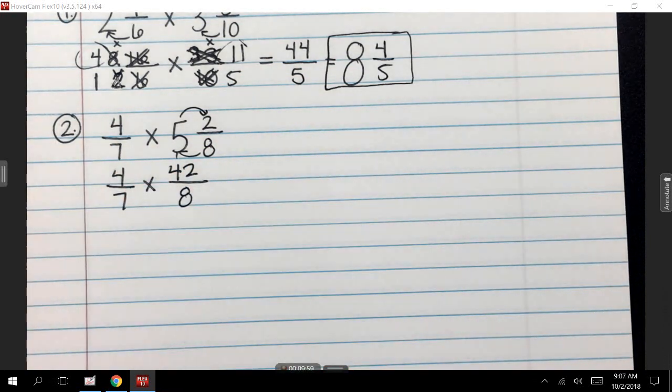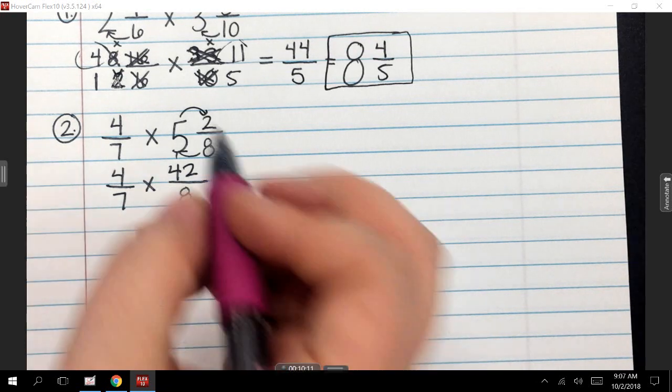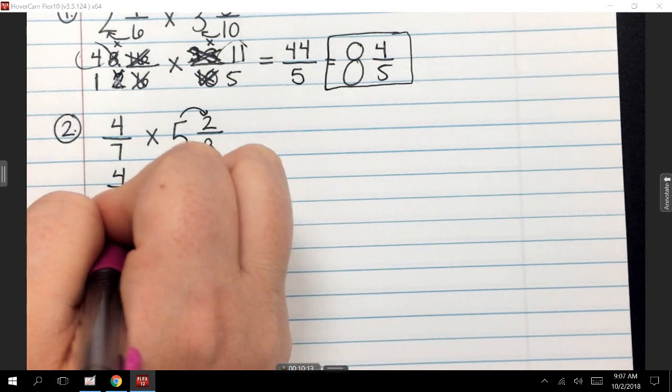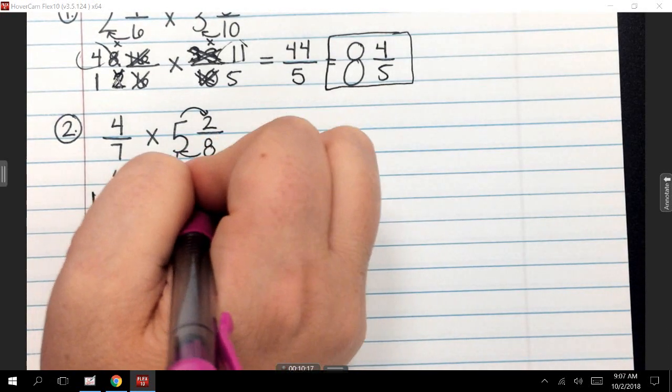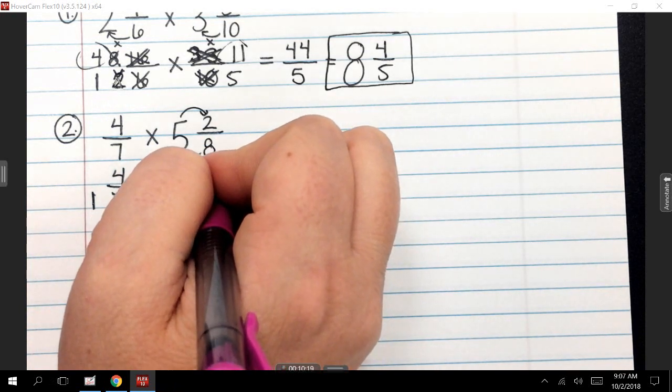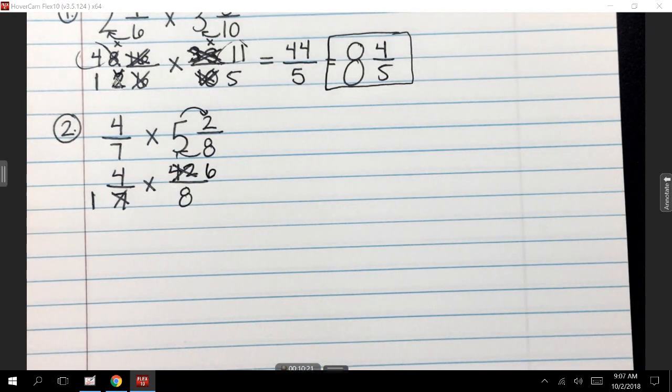I'm going to pause here and make sure, do we have any questions about that problem? No. Okay, what can simplify? Dylan. 7 and 42. What number can go into those? 7 will go into 7 once. 7 will go into 42 6 times. Okay. What else can simplify here?